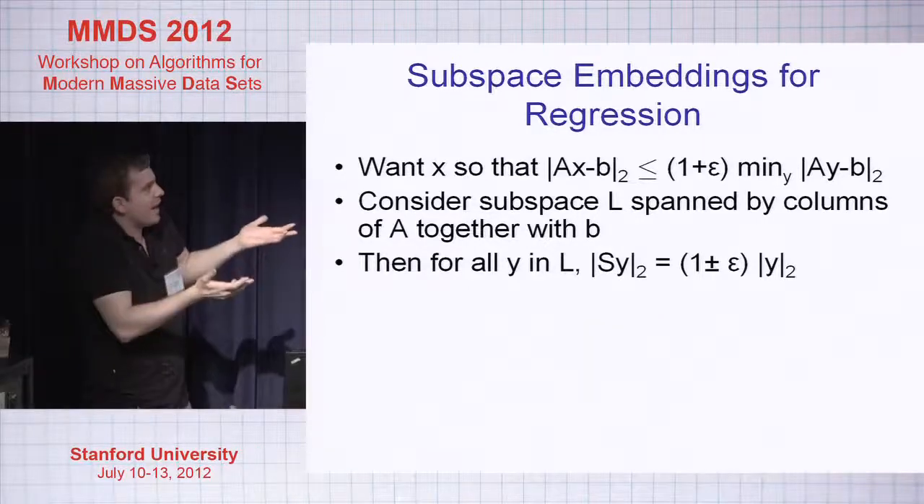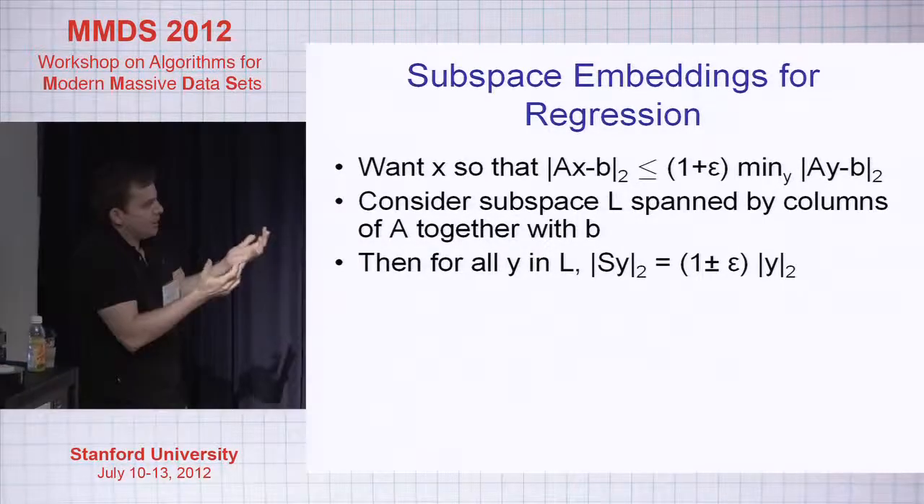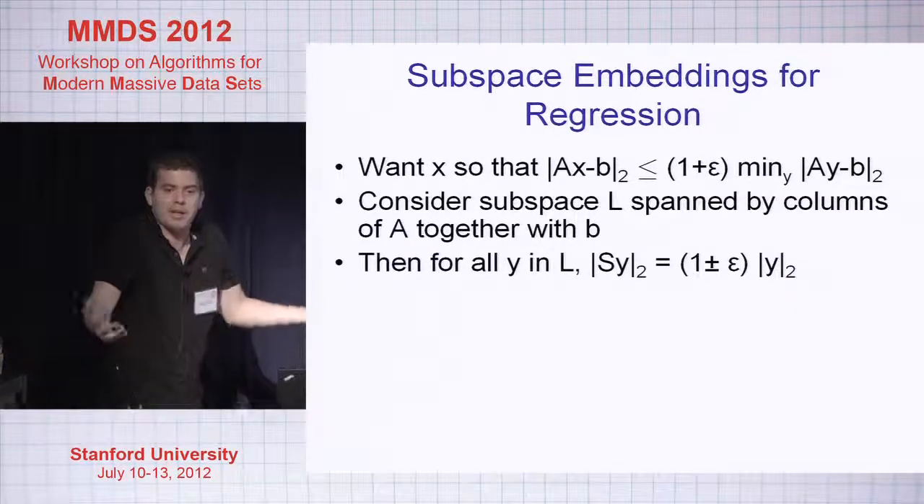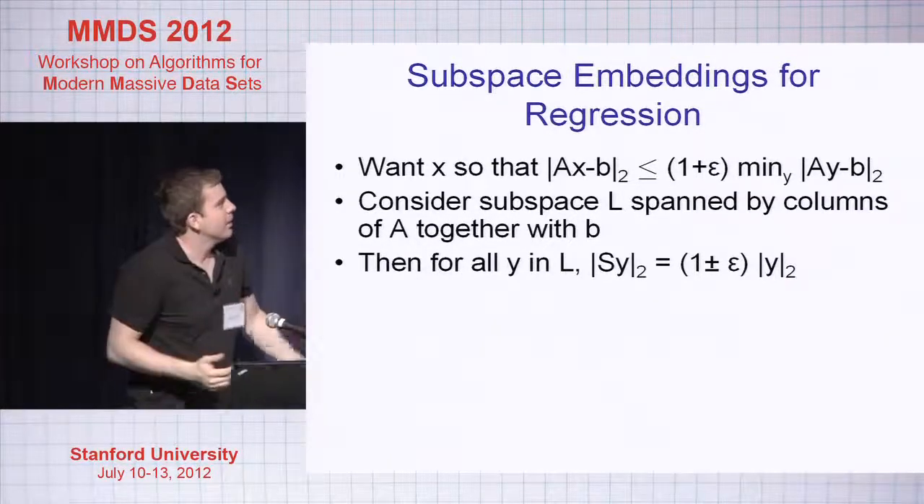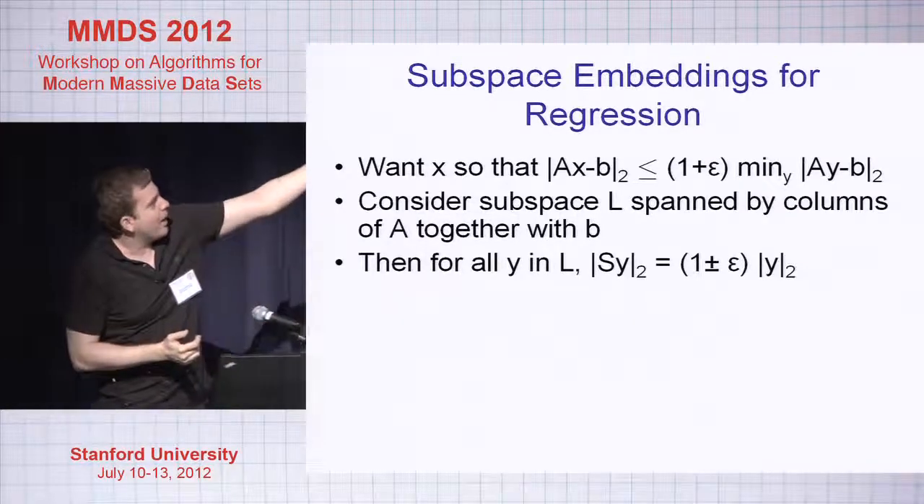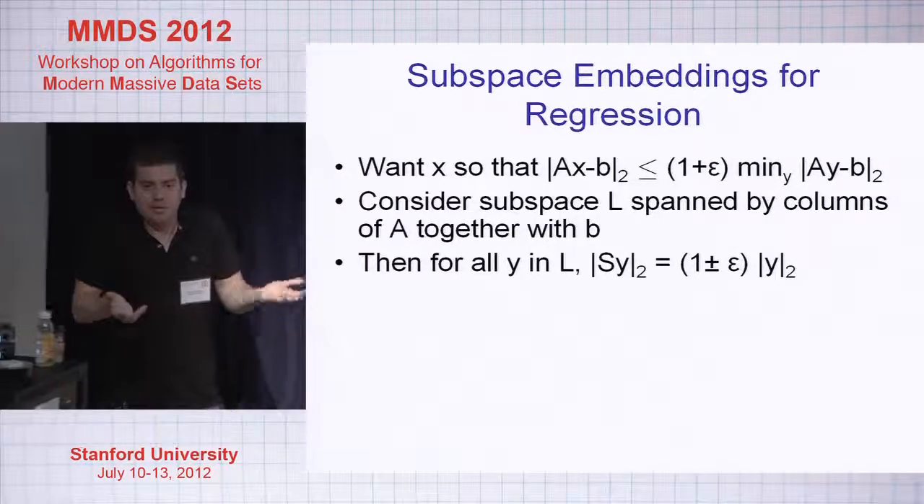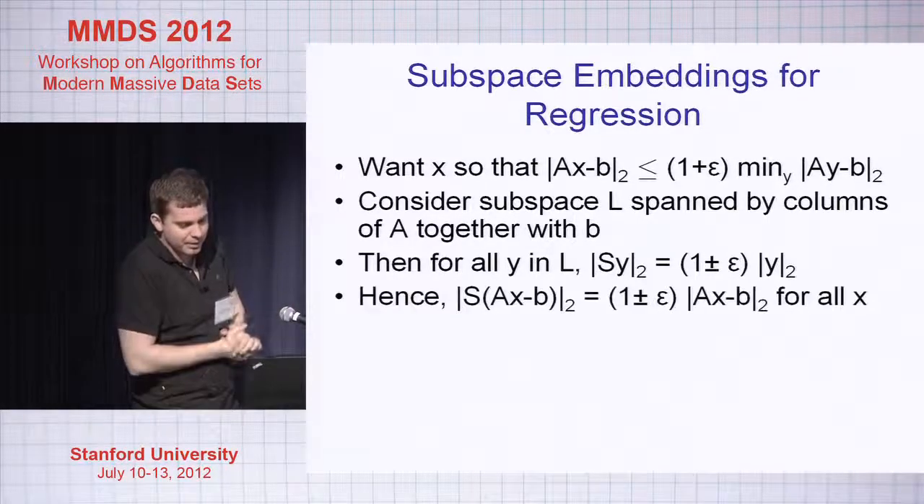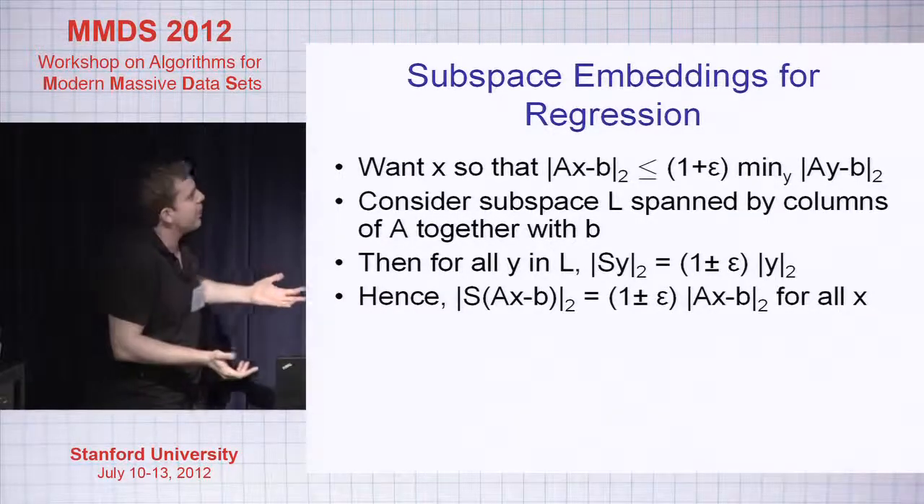We apply our matrix S, and it's a subspace embedding, so it preserves the lengths of vectors of everything in this space L. So for all vectors y in this space L, the 2 norm of Sy is about the 2 norm of y. So, just look at this regression problem.